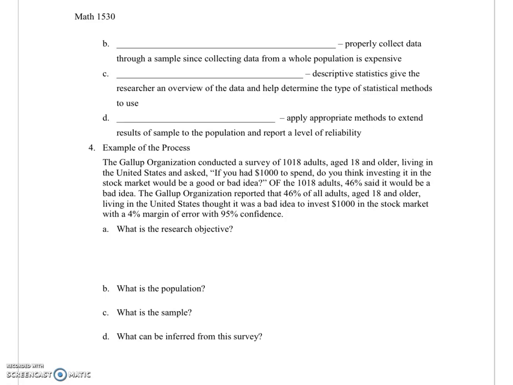So after we identify the question, we collect the necessary data. So we properly collect data through a sample, since collecting data from a whole population is expensive. Also, if we collect data from the whole population, we call that a census, which is why the United States Census is called the census, because they're supposed to count every single person within the borders of the United States.